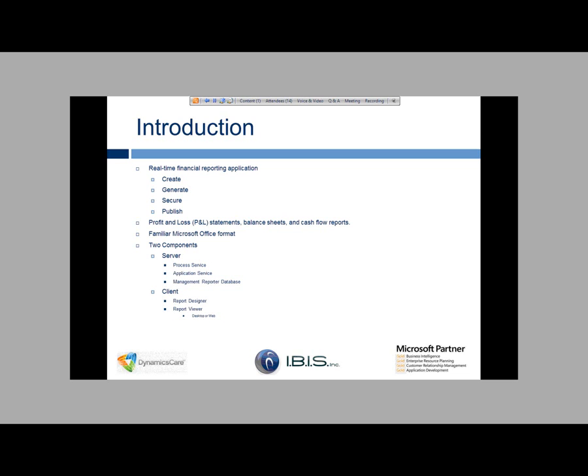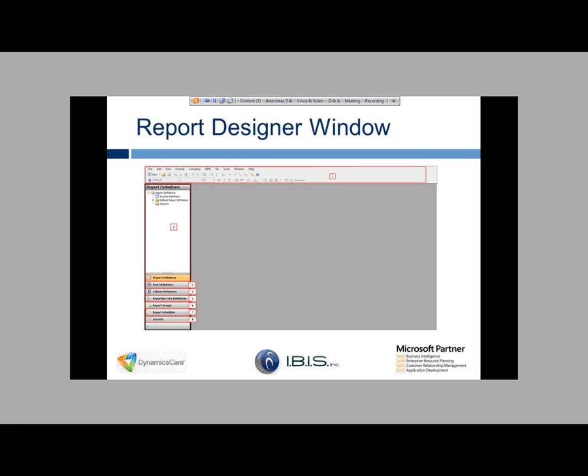So here's the report designer window. We're just going to go through the general elements of this. At the top, you'll see a 1. This is your ribbon that many Office users will be familiar with. Your number 2 is where the report definition button is selected. That's where you can choose your reports, generate reports, and change anything on your report definition.